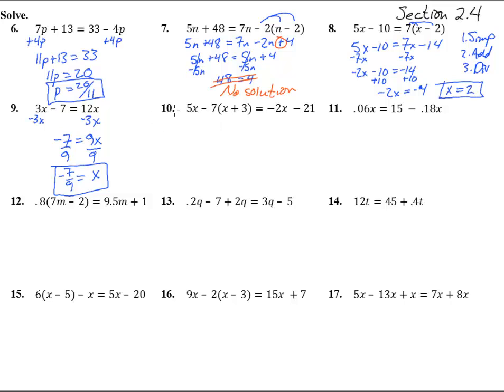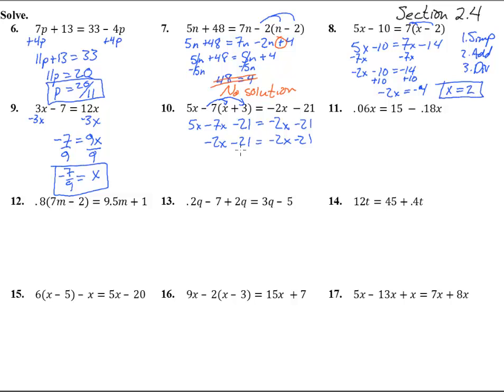Number 10. Okay, we've got parentheses first to deal with, so let's jump in this negative 7. Keep that in mind that it's a negative 7, so we get 5x minus 7x minus 21, because that's a negative 7 jumping in, equals a negative 2x minus 21. So this is negative 2x minus 21 equals negative 2x minus 21.